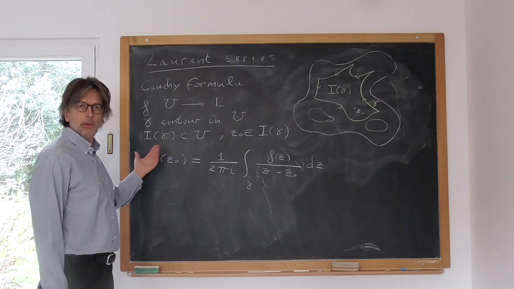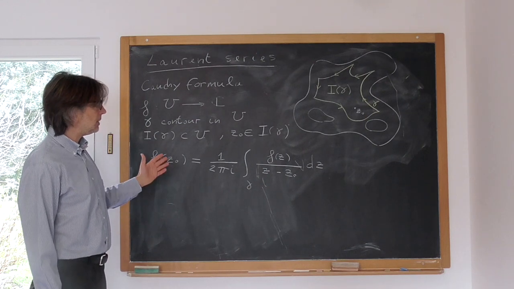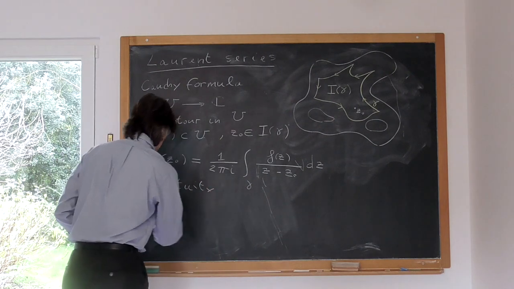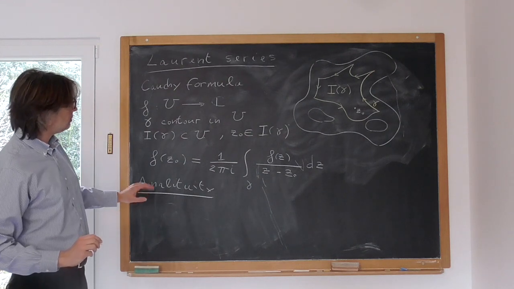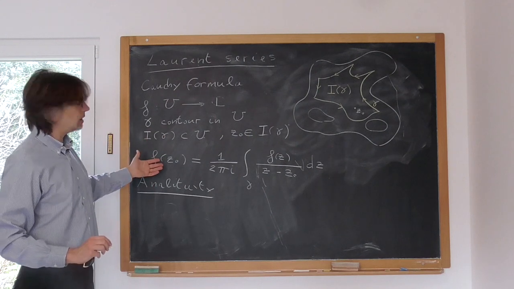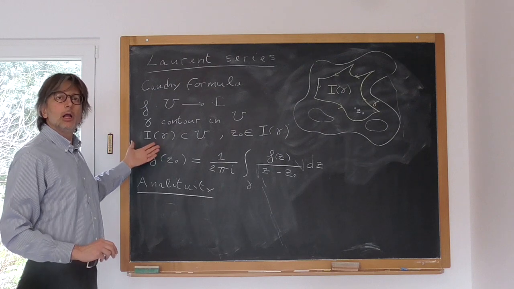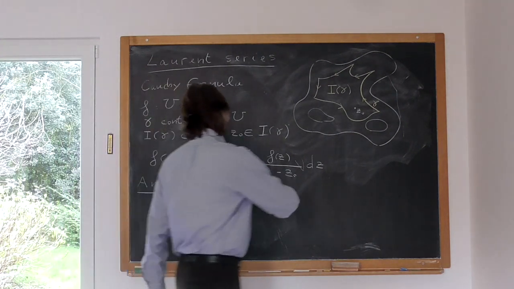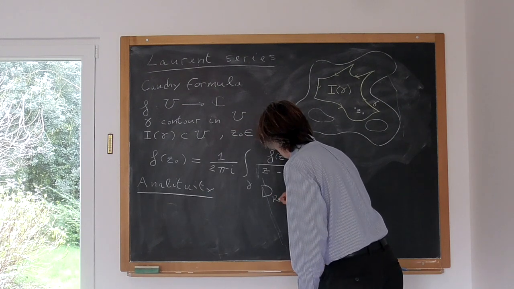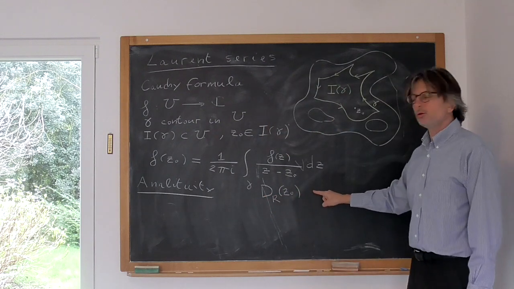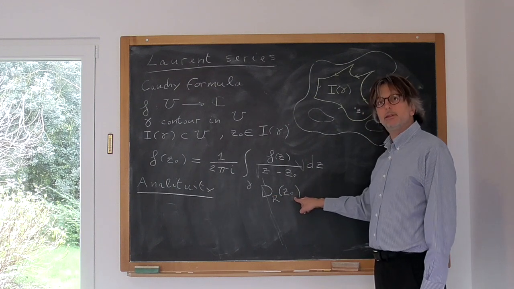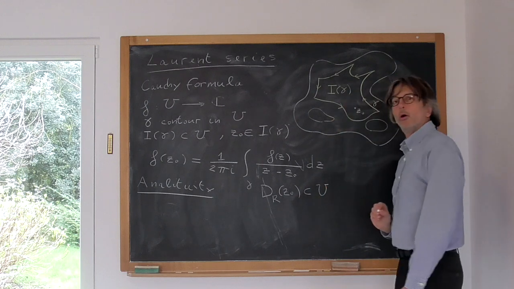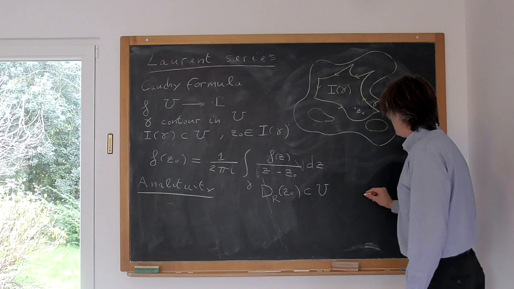You've seen several consequences of this formula. Here we will need one of them, namely the analyticity of holomorphic functions. The short version is that holomorphic functions locally are expressible as sums of power series. More precisely, I will take a disk D_R(z0), an open disk centered at z0 with radius R, and we assume that this disk is contained in the domain U of our holomorphic function.